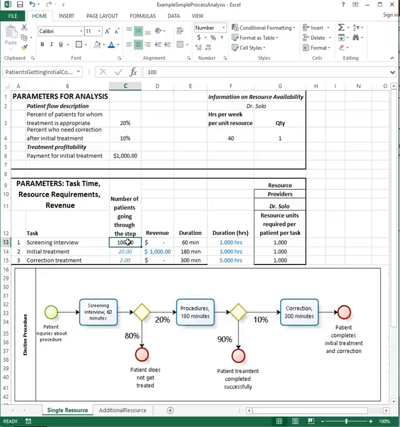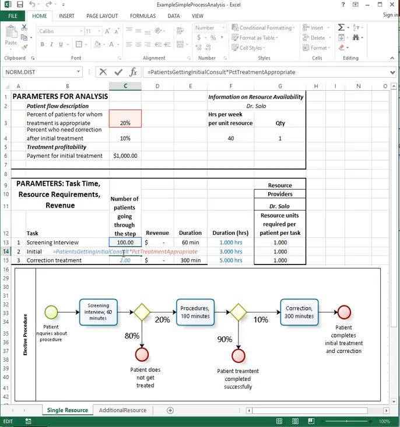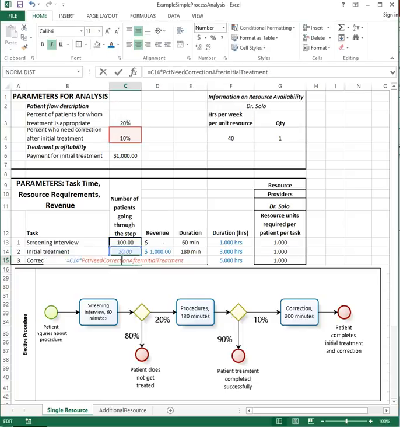I don't know the capacity, but I'm going to start out assuming 100 patients arrive. What percent of them will get initial treatment? It's patients who arrived for the initial consult times the percent of the ones for whom the treatment was appropriate. And then correction treatment was the patients who received initial treatment times percent who needed correction. So now I have all this data set up.